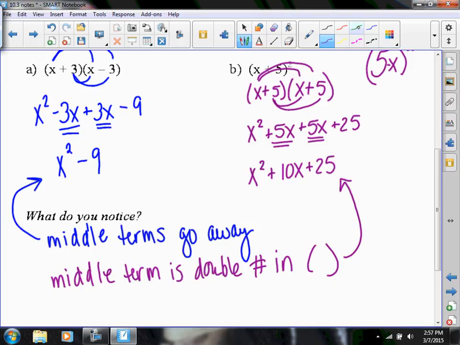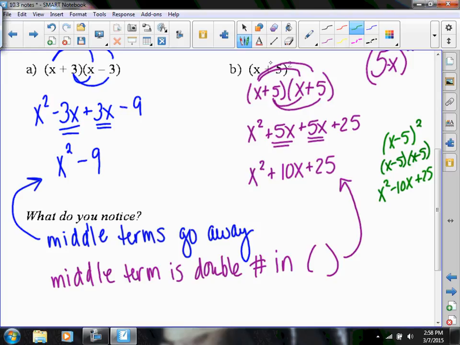And that happens as well if we had the x minus 5 squared. If we did that, that would be x minus 5 times x minus 5. And I'd end up getting an x squared minus 5x, and then another minus 5x would be minus 10x plus 25. So we still get double that number. Negative 5 times 2 is negative 10.